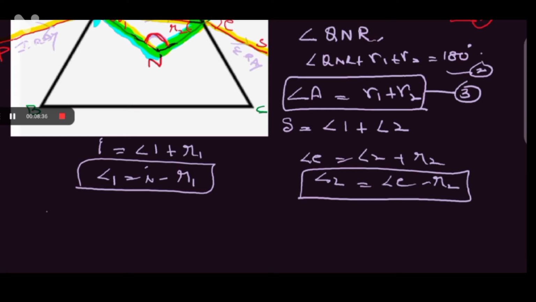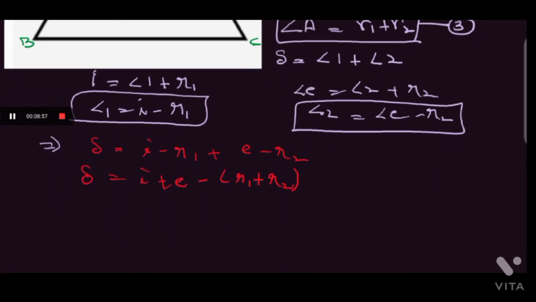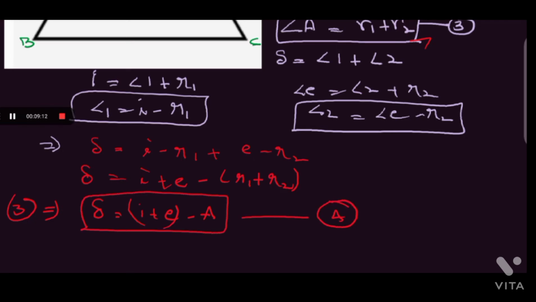Now substitute this in delta. This implies delta is equal to, what is angle 1? I minus R1. What is angle 2? E minus R2. So you can write it as I plus E minus R1 plus R2. According to the third equation, R1 plus R2 is A. So you can write it as I plus E minus A. Right? So keep this as equation number 4.